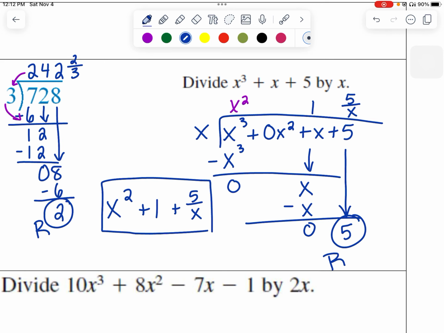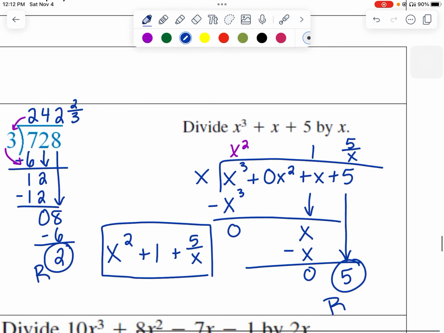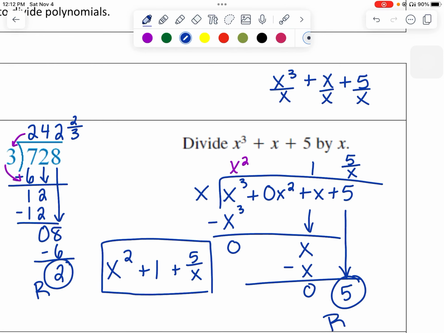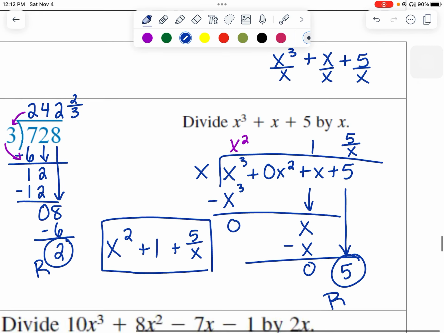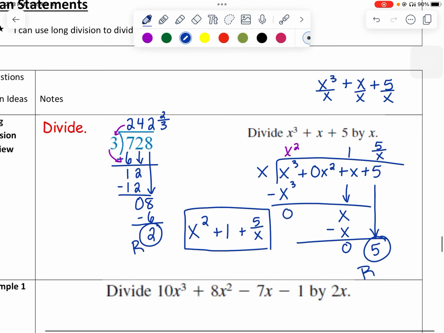I know that looks a little bit tricky and it was a little hard to follow, but it's just like taking x cubed plus x plus 5 and dividing it all by x. And so we're just dividing each term by x, and then it's easier to see how it simplifies to x squared, 1, and 5 over x. But that was applying the long division strategy.